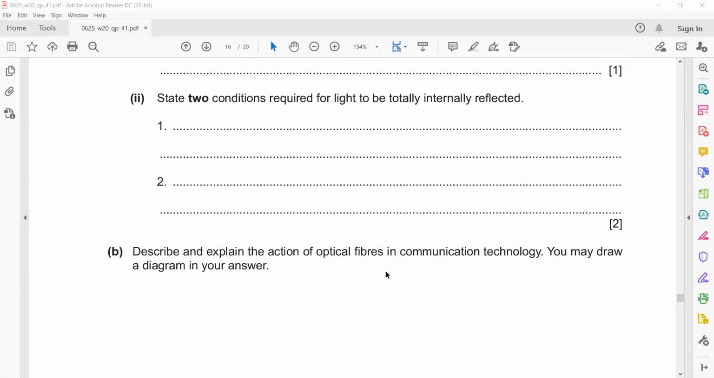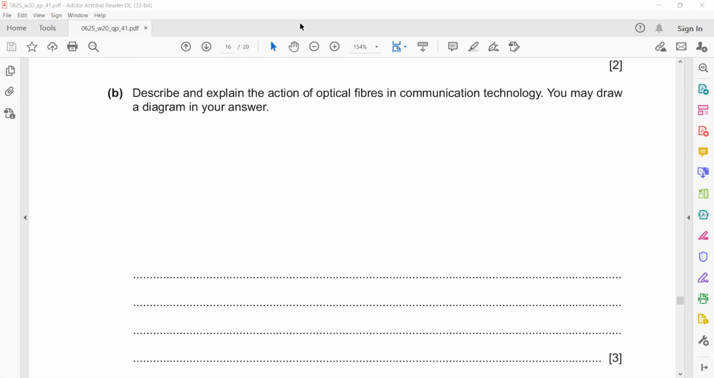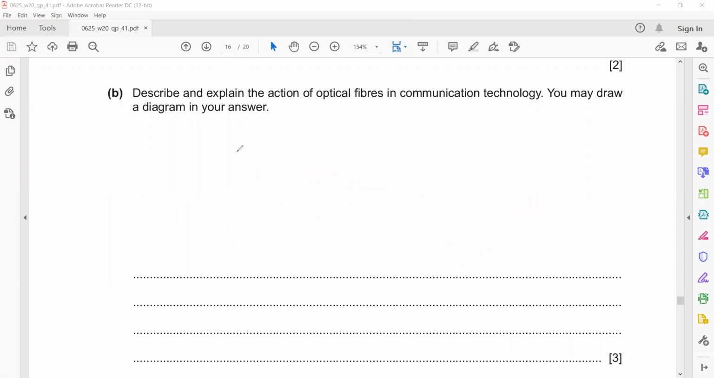Describe and explain the action of optical fiber in communication. Draw a diagram. When they ask about fiber optic or optical fiber, don't draw too many reflections. Here you cannot write endoscopy because they're asking for communication. Endoscopy is in medical. If you draw like this, that is totally wrong. So you should not draw in this manner. You should draw an optical fiber and show a minimum number of reflections.